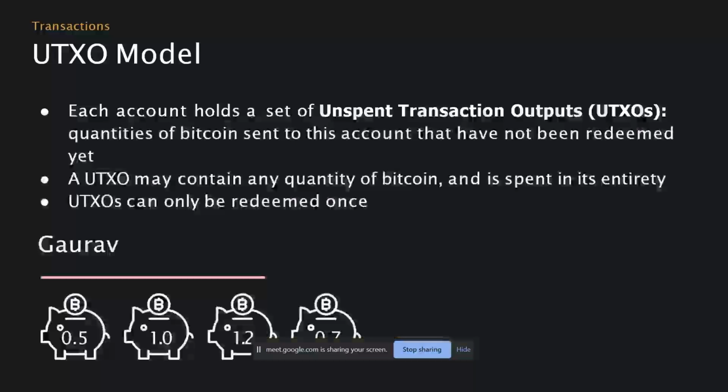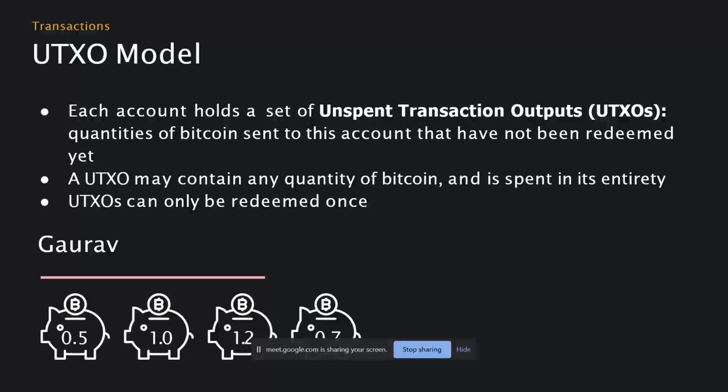Now transaction की बात करते हैं। इसमें आता है UTXO model, unspent transaction output. So each account holds a set of unspent transaction outputs, quantities of Bitcoin sent to this account that have not been redeemed yet. A UTXO may contain any quantity of Bitcoin and is spent in its entirety. A UTXO can only be redeemed once.